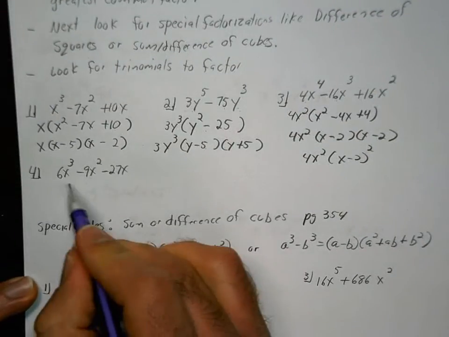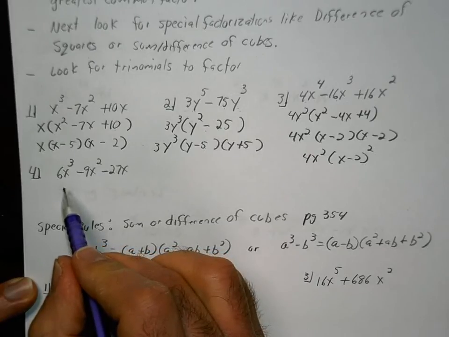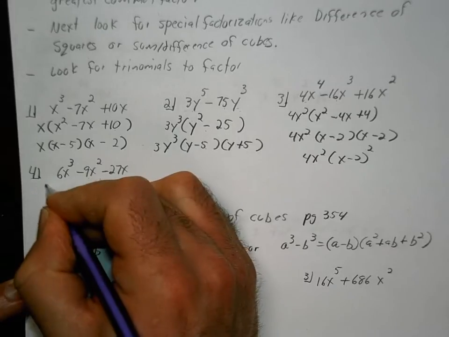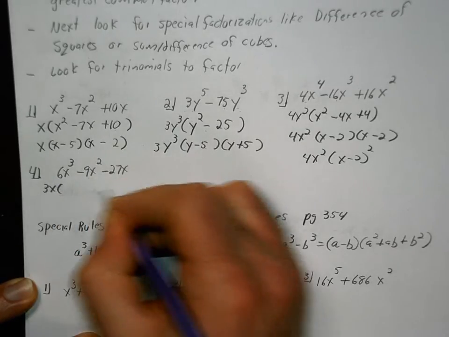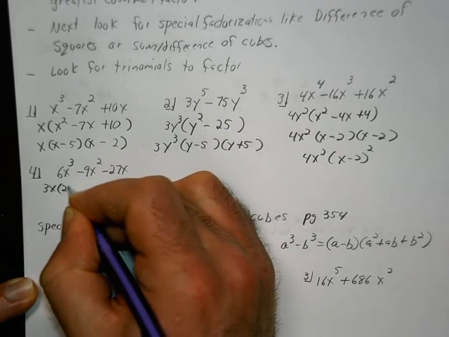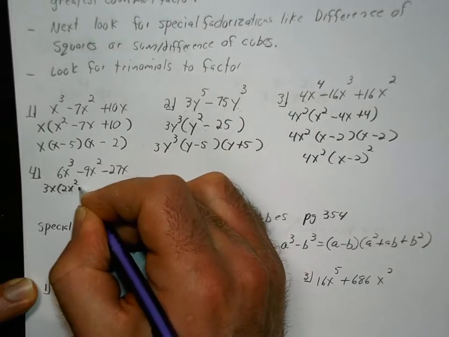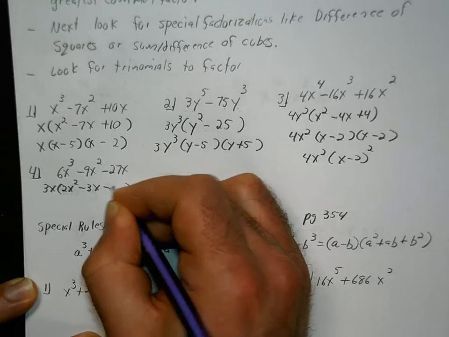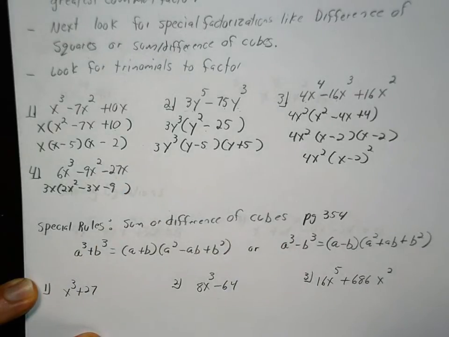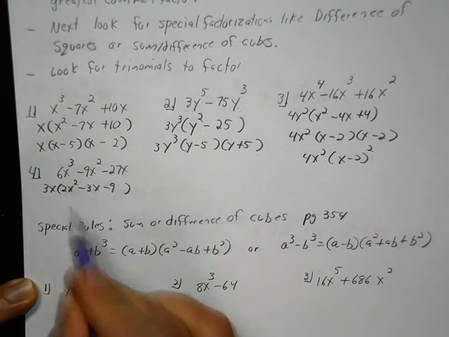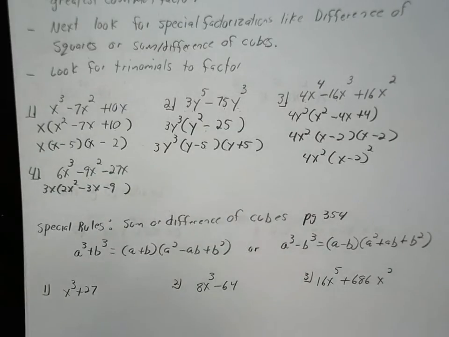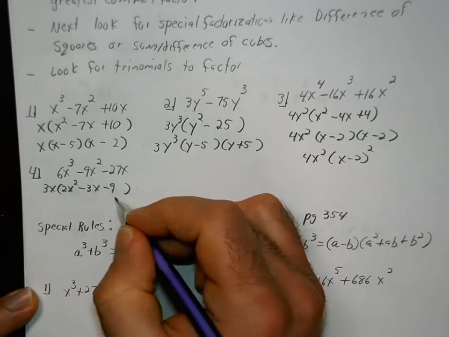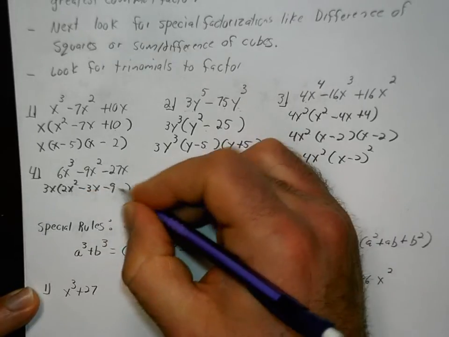Okay, finally the last one, looks like 3 goes in each term and there's an x in each term, so I'm going to factor a 3x out of each term. That's going to leave me with a 2x squared minus 3x minus 9. Okay, now this factors, and this one's going to be a little more difficult. This is our factoring by grouping process here.